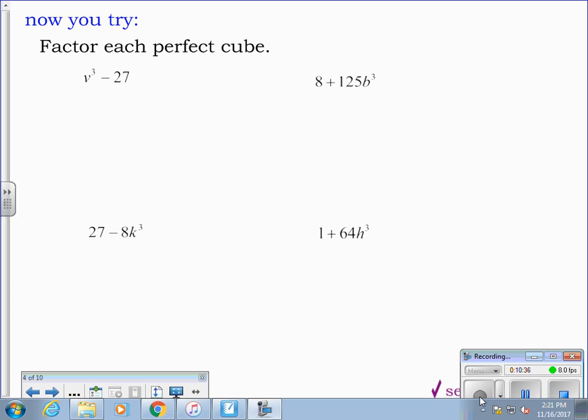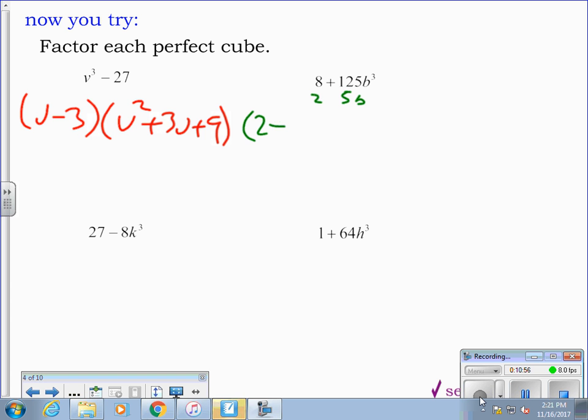So we have v cubed minus 3 cubed. So v minus 3, v squared plus 3v plus 9. The next one is 2 cubed plus 5b cubed. So I have 2 plus 5b. Gives me 4. This one's plus, so this one's minus. And then 2 times 5, that gives me 10b plus 5b squared is 25b squared.